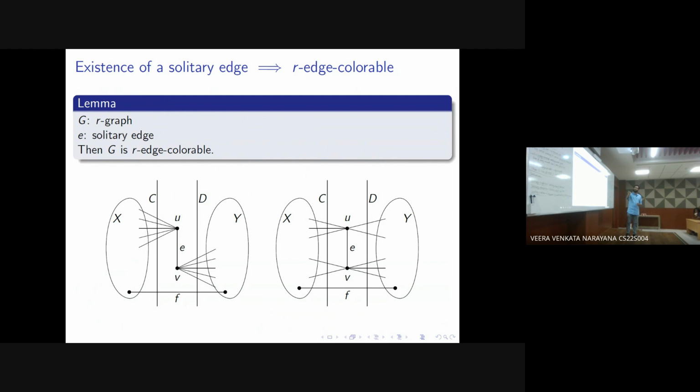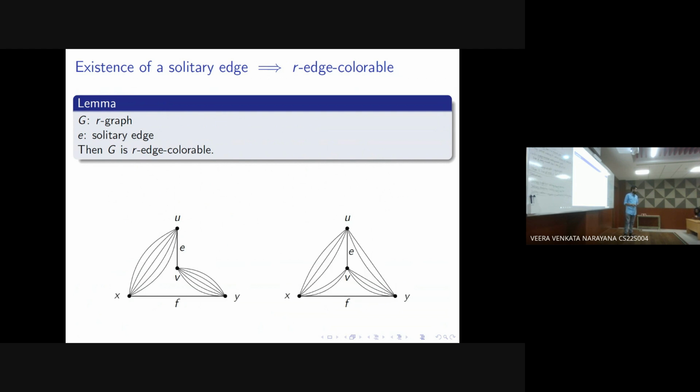So now our aim is to prove the following. In any r-graph, if it has a solitary edge, then it is r-edge-colorable. As usual, we are going to prove this by induction. From our structure result, an r-graph should look like one of these two. We'll do induction on the number of vertices. What happens if the cardinality of X is 1 and also the cardinality of Y is 1? Then these two graphs look like this.